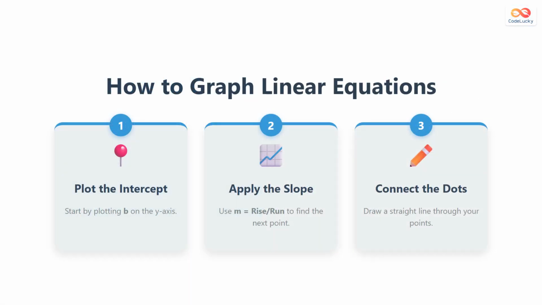Graphing these equations is easy if you follow three steps. First, we plot the intercept. Second, we apply the slope to find the next point. And third, we simply connect the dots. Let's try it with an example.